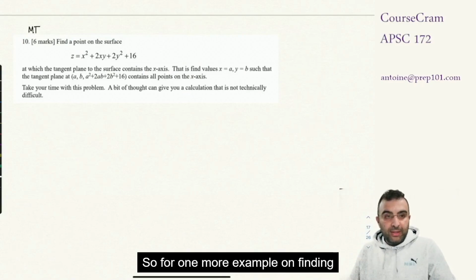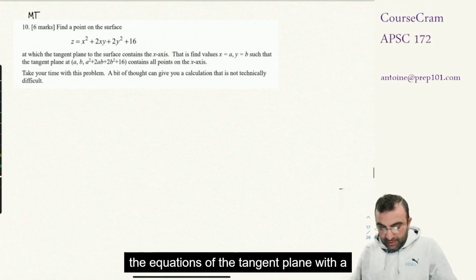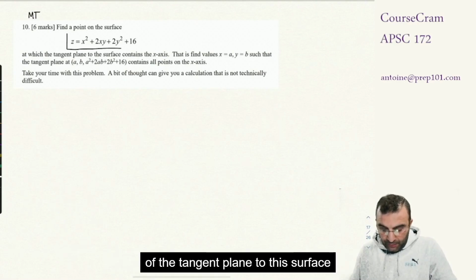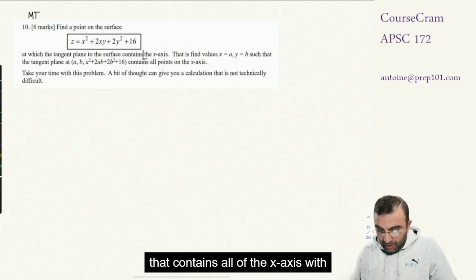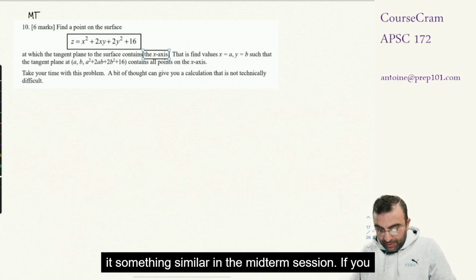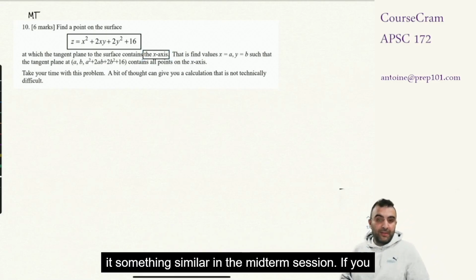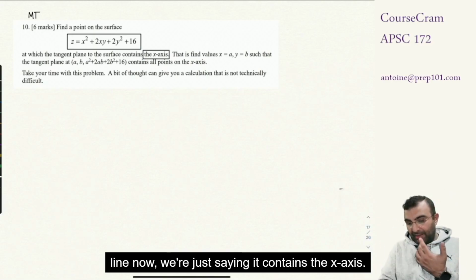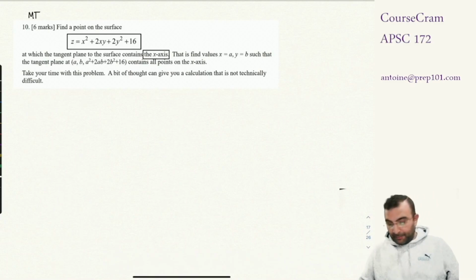So for one more example on finding the equations of the tangent plane, with a little bit of a twist. We want to find the equation of the tangent plane to this surface that contains all of the x-axis. We did something similar in the midterm session if you were there. We said there it contained a different line. Now we're just saying it contains the x-axis.